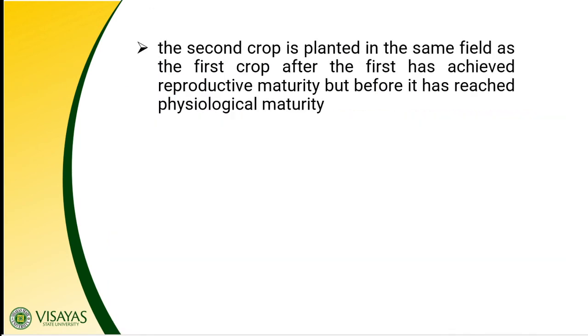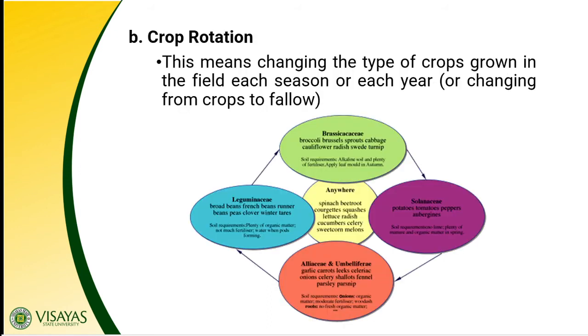So the second crop is planted in the same field as the first crop after the first crop has achieved reproductive maturity, but before it has reached the physiological maturity. Another type of multiple cropping system or polycropping system is crop rotation. So this means the changing of the type of crops grown in the field each season or each year, or changing from crops to fallow.